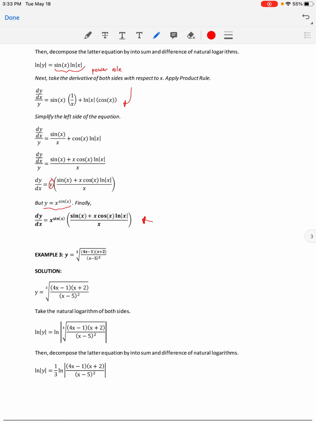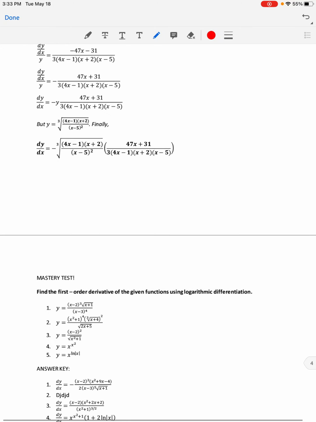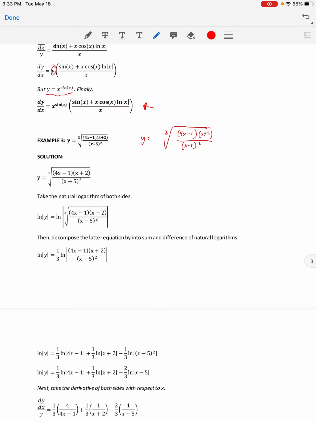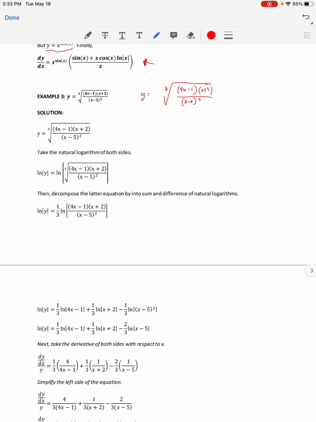Then, example 3, y is equal to cube root of (4x minus 1)(x plus 2) all over x(x minus 5) squared. So kana medyo madugo jud ni. Taas kaayo siya og process, but here comes na simplified logarithmic differentiation.